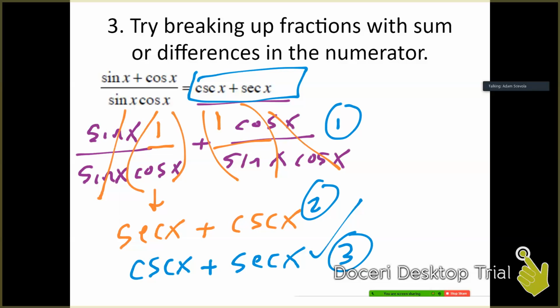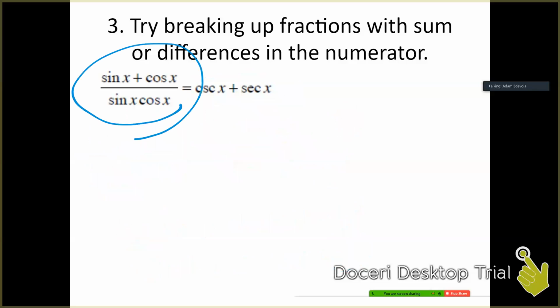All right, so there you go. When you have a fraction and a sum in the numerator, try to break it up, especially if the other side of the equation has two terms to it.